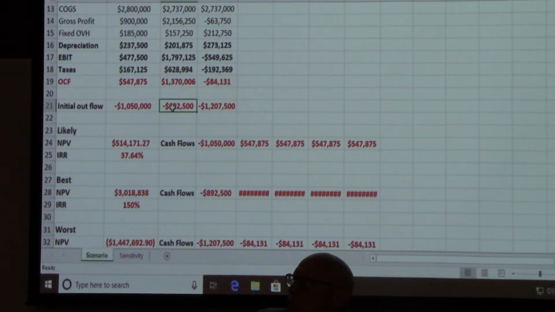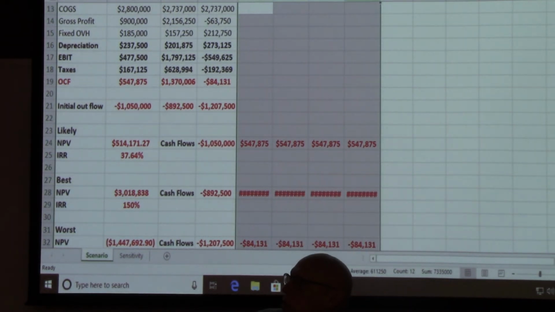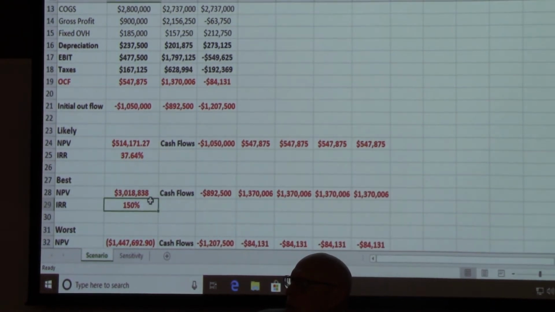Okay, so your CF0. Under the best case, same formula. Here are your operating cash flows. Here's your outflow. NPV I equals, so 15% goes here, 0.15, and then your positive cash flows go in here, and then add in your negative cash flow here, and you get $3,018,838.